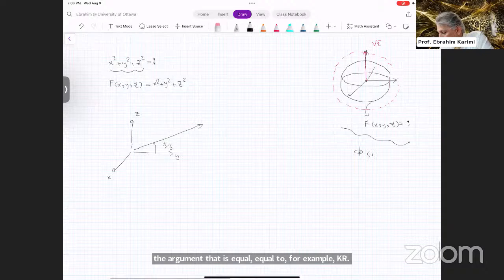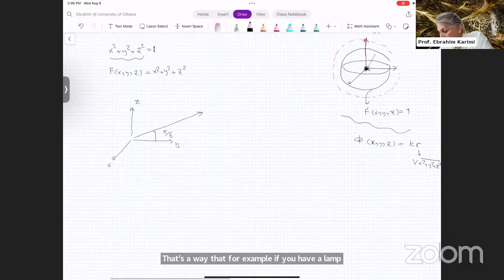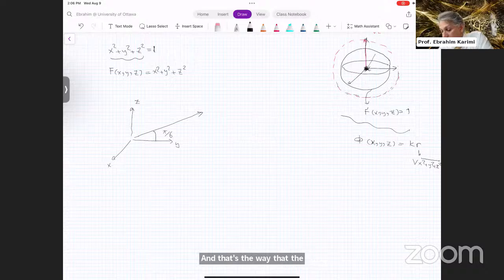Phi of X, Y, and Z is equal to KR, and R means the square root of X squared plus Y squared plus Z squared. That's a way, for example, if you have a lamp here, that the wave is propagating, and those are the co-phase surfaces, essentially.